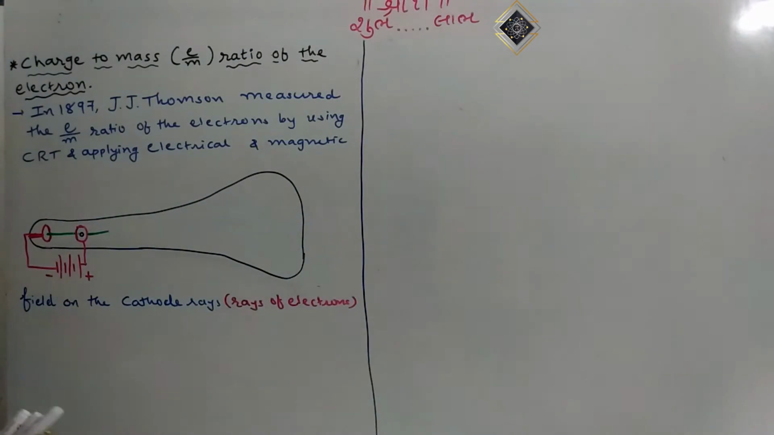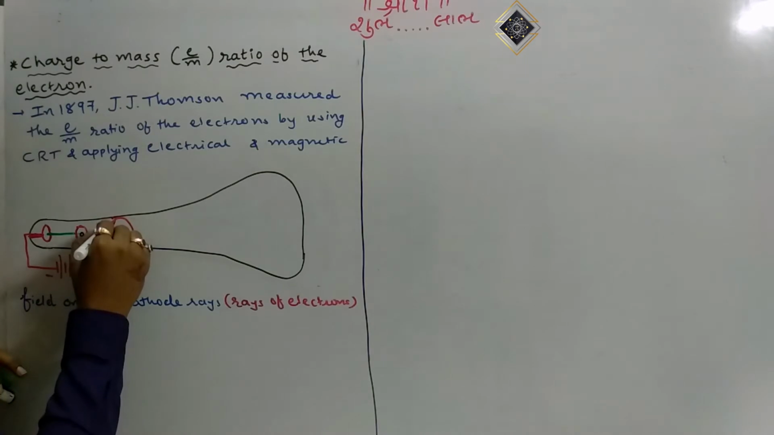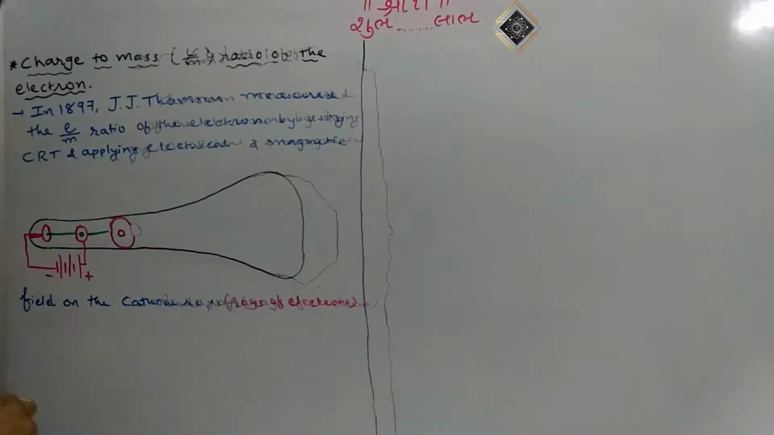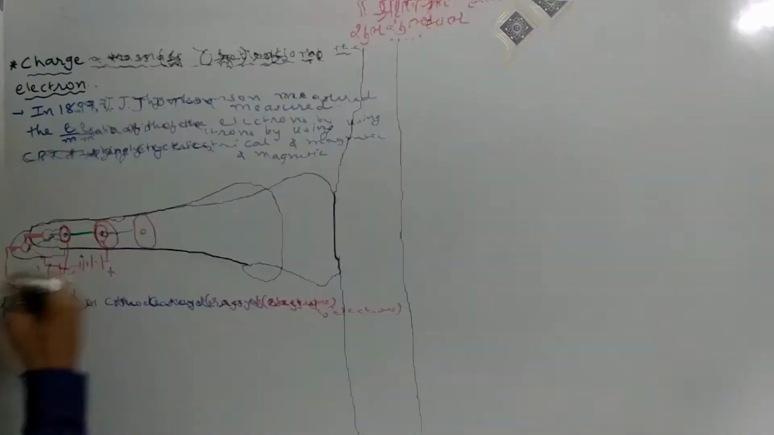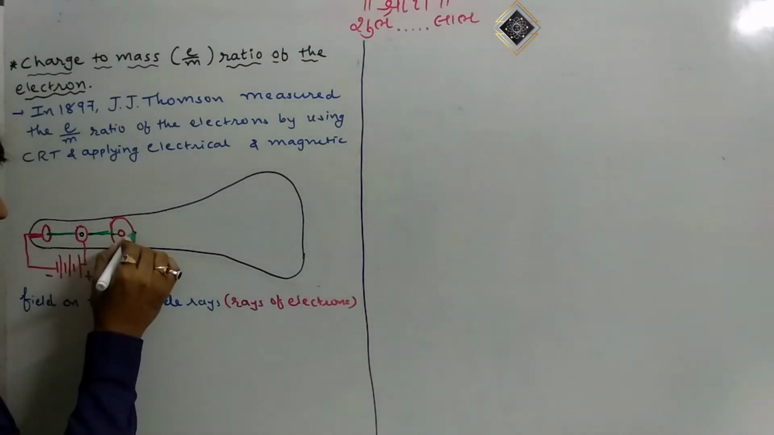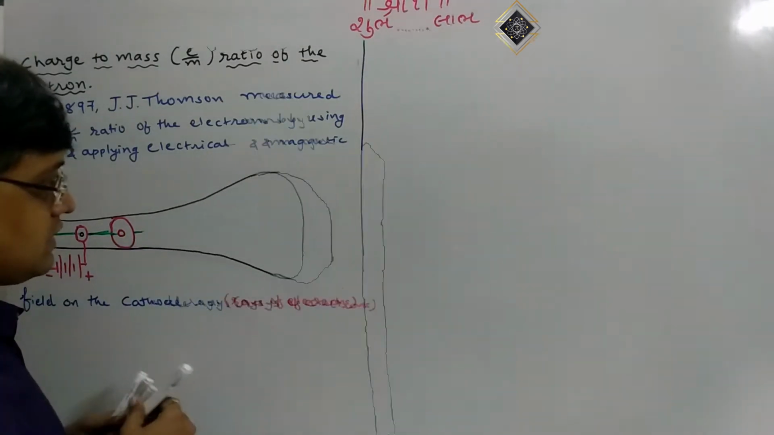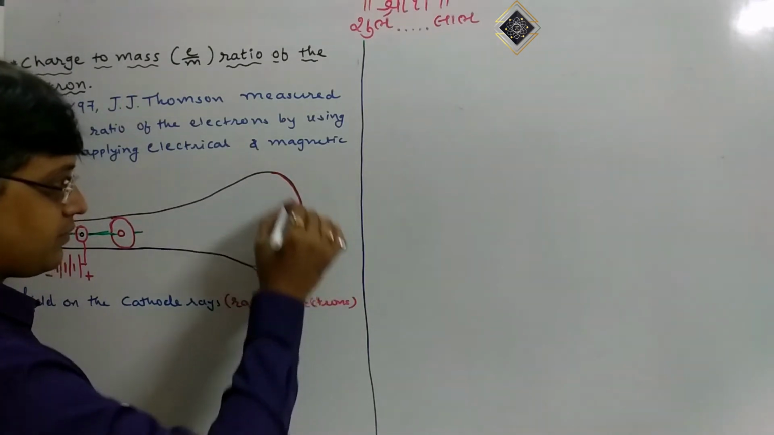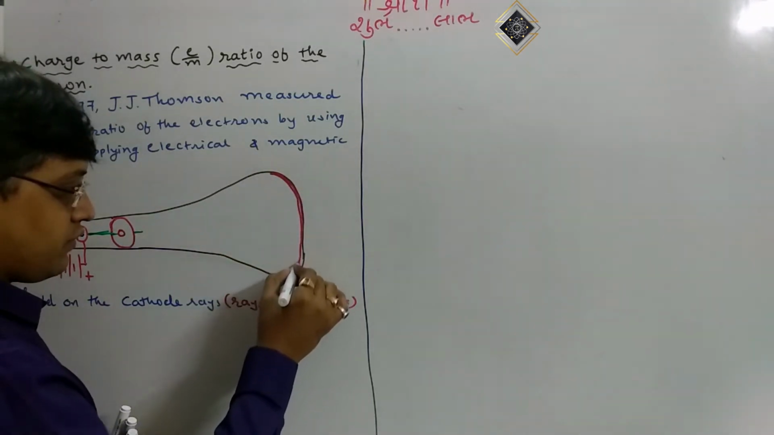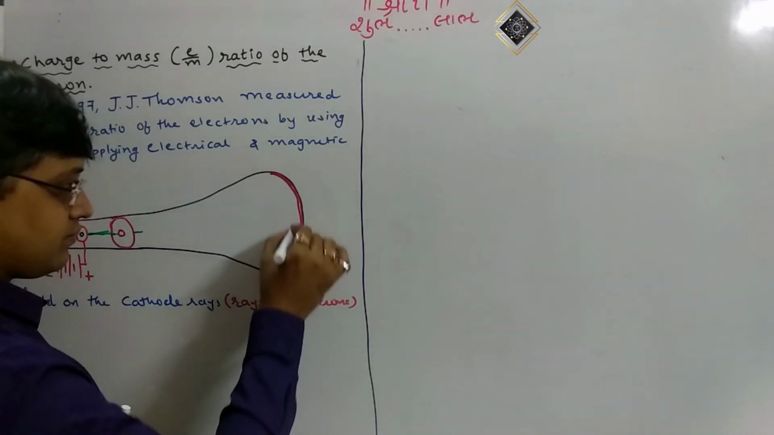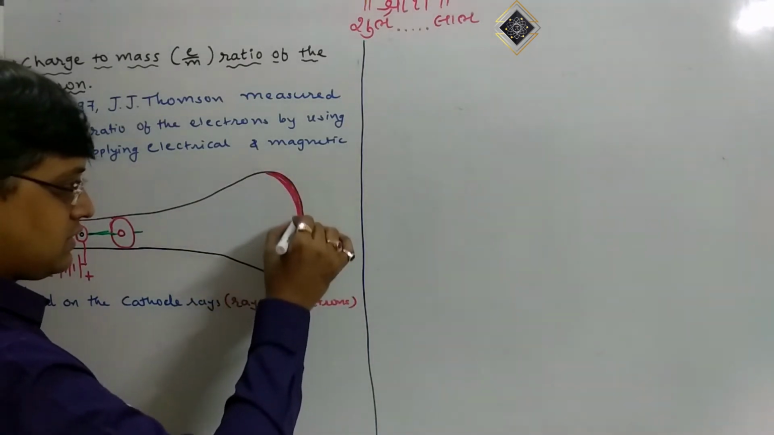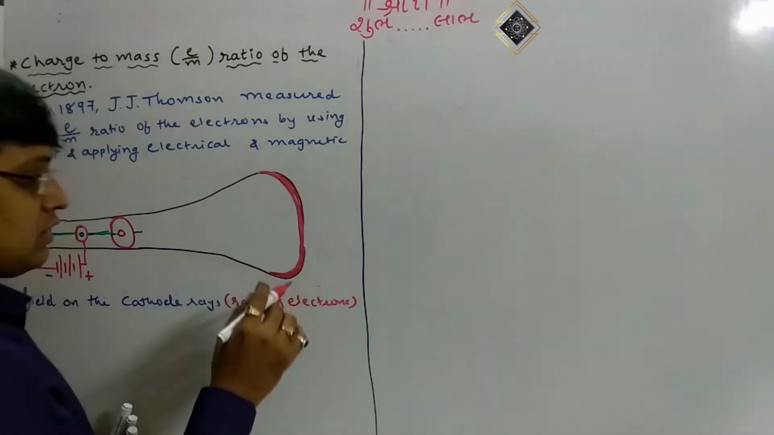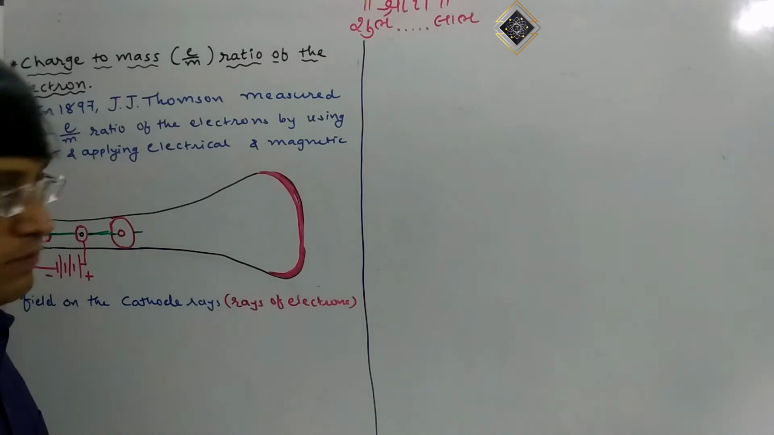Here we also make a slit through which these rays come out. The inner side of this tube is coated with a fluorescent material like zinc sulfide. As we discussed, in a cathode ray tube, when rays strike this fluorescent screen, it develops a bright spot.